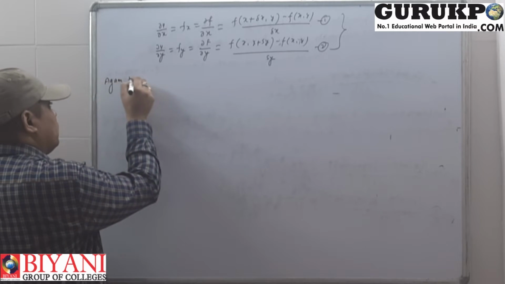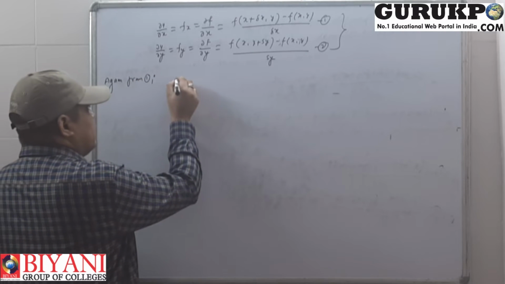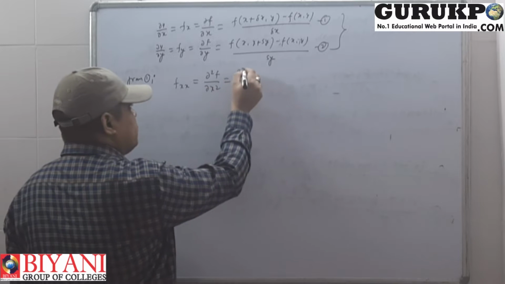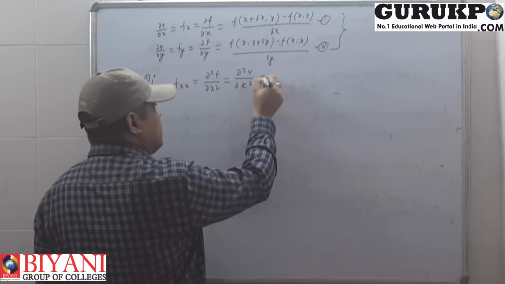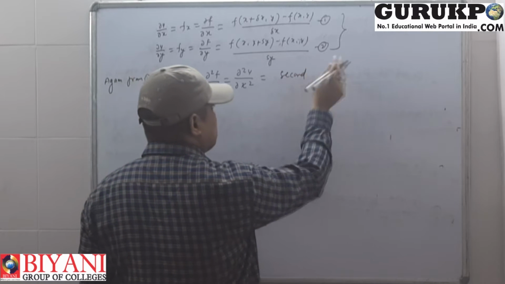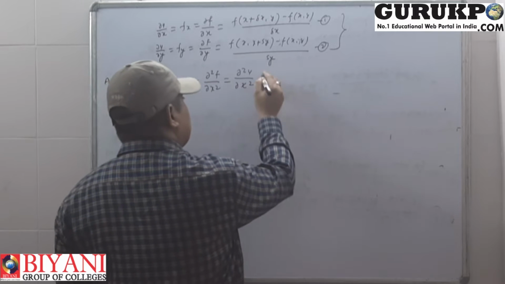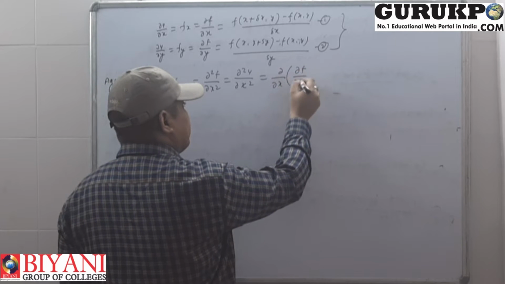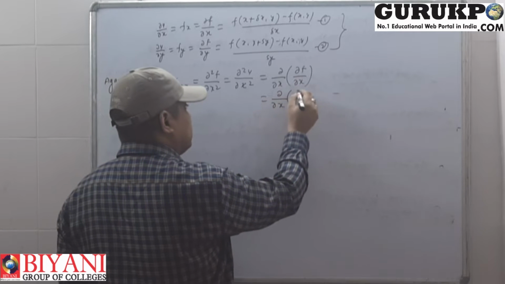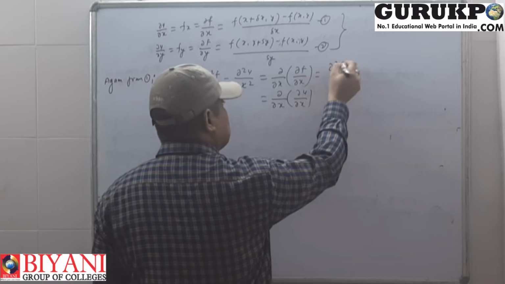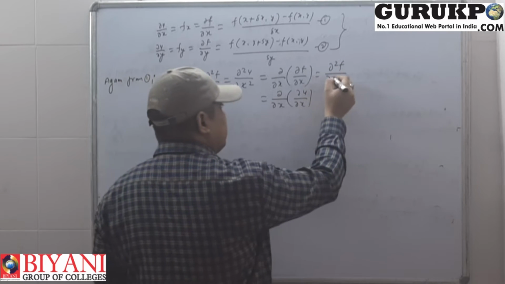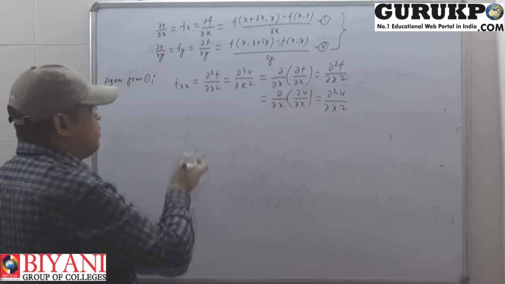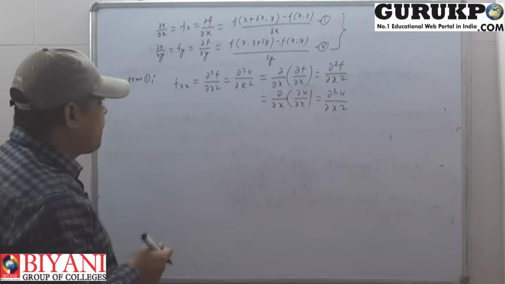Again from 1, f double x is equal to del 2 f by del x square, is equal to del 2 u by del x square. It can be written as del by del x of del f by del x, or del by del x of del u by del x. This is the second derivative del 2 f by del x square, and this is the second derivative del 2 u by del x square. Basically it is a representation of the second derivative of function f of xy with respect to x.